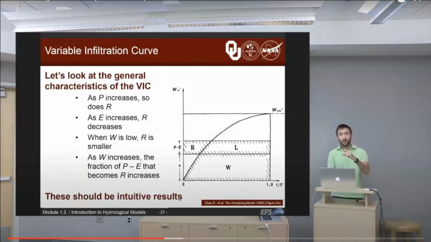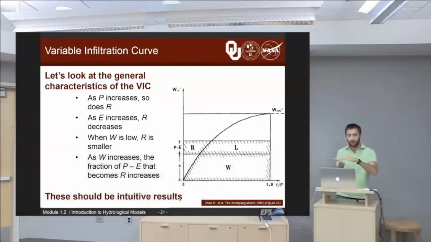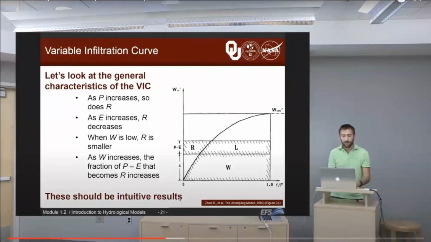When W is low, or when the soil is dry and there's not much water stored in it, R is smaller.